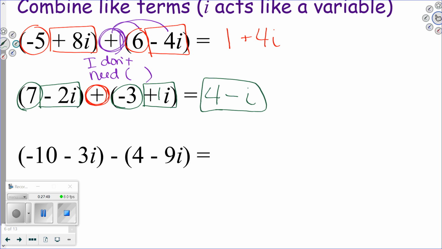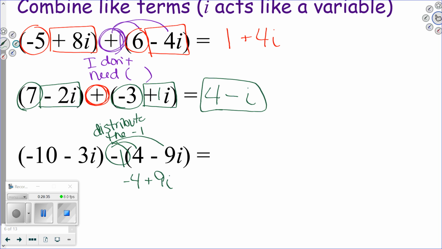Next one's got a minus in between it. Does that change anything? I hear a yes and I hear a no. It does. If I put a negative 1 here and distribute this negative sign, does it change my values? Yeah, it does. Here, if I distribute a positive 1, it didn't change anything, so I didn't have to. Here, it changes things, right? Negative 1 times 4 is negative 4. Negative 1 times negative 9i is positive 9i. It changes things. So if you have a minus in between, you need to distribute the negative 1.